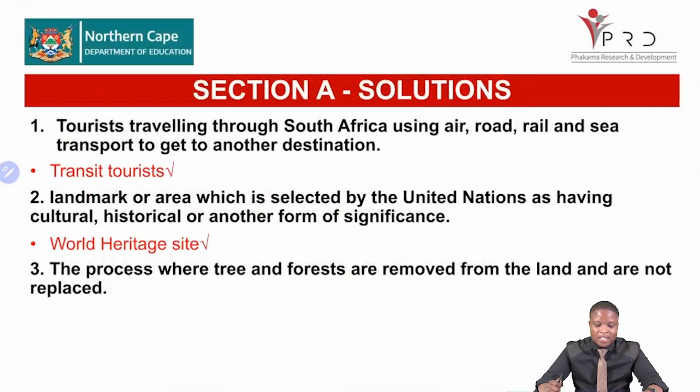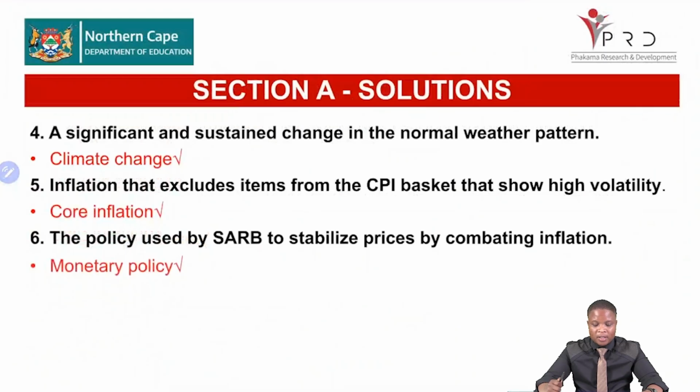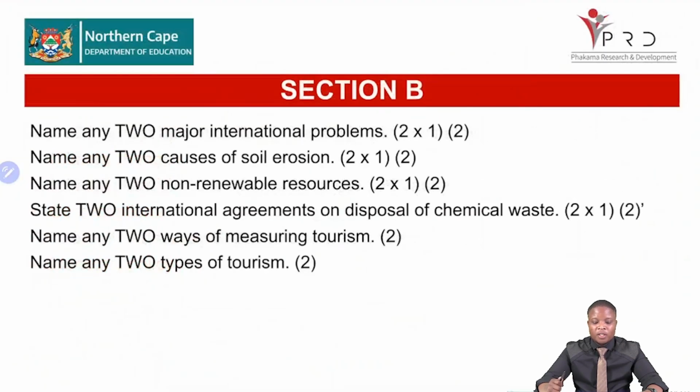The process where trees and forests are removed from land and are not replaced, that is your deforestation. A significant and sustained change in the normal weather pattern, that will be your climate change. Inflation that excludes items in the CPI that are highly volatile, that is your core inflation. The policy used by the South African Reserve Bank to stabilize prices by combating inflation, that will be your monetary policy.